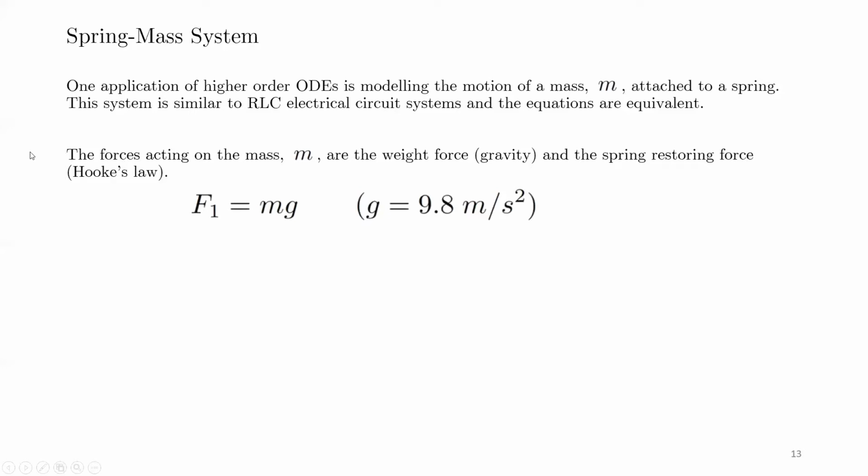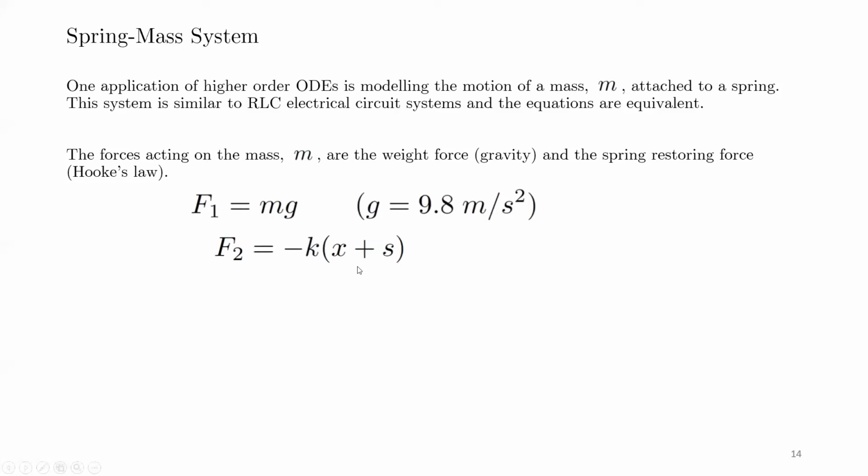So if we start with the gravity force, the weight force due to gravity, F1, our weight force is equal to the mass times gravity, where gravity on Earth is 9.8 meters per second squared. So this is the acceleration of gravity on Earth. Obviously, this is different if you were on the moon. Ask Neil Armstrong. And then Hooke's law. Hooke's law tells us that the force due to the spring, the resistance of the spring, is equal to negative some constant k, which we call the spring constant, times the extension of the spring past its natural length.